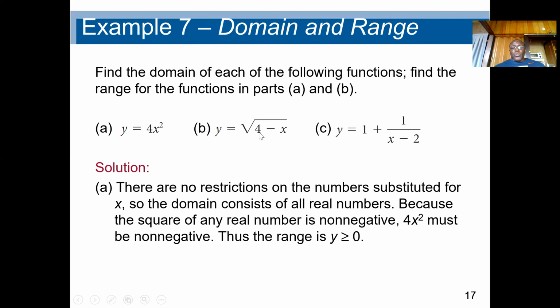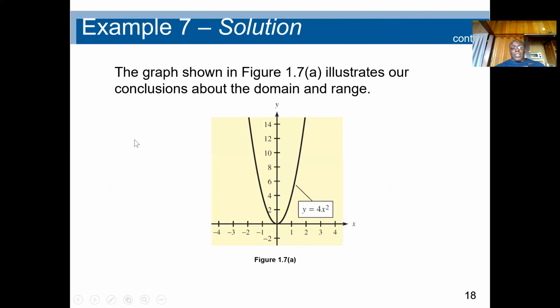So we say there is no restriction on the numbers. Substitute for x in A, y equal to 4x squared. Any value of x, we will get the value for y. So any real number is the answer. But in B, we said we don't want a square root of a negative value. So x shouldn't be greater than 4. It should be less than or equal to 4.